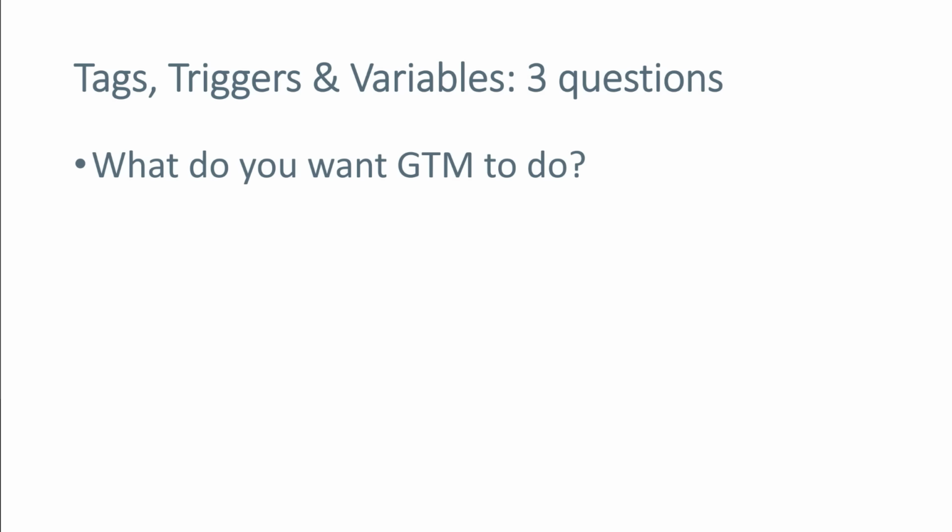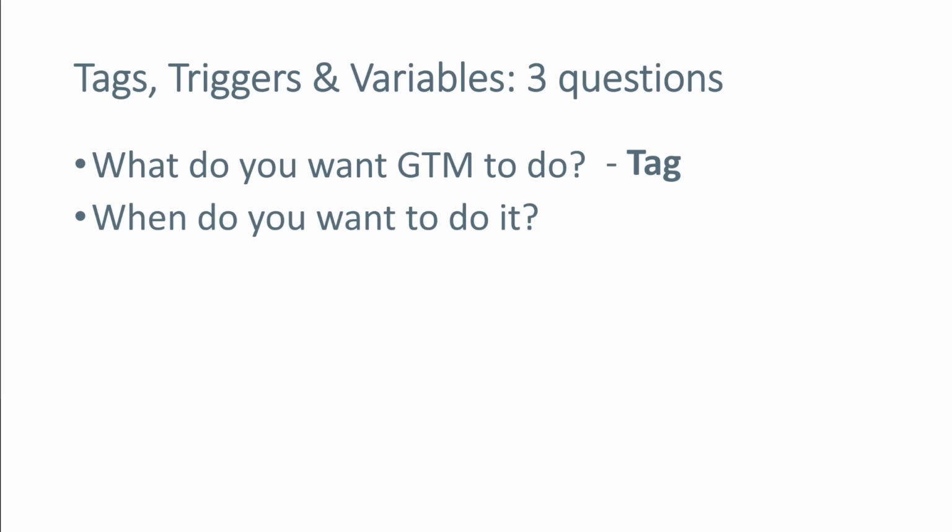When I teach the concept of tags, triggers, and variables, I usually like to do that with 3 questions. The first question is, what do you want to do? For example, if you want to track a button click, you need to activate some code. That code is a tag. If you want to track a purchase, that is a tag. Then the next question is, when do you want to do that? So when do you want to activate the tag? Your example could be when a user makes a purchase or when a user submits a form or something like that. So the answer to when is the trigger.